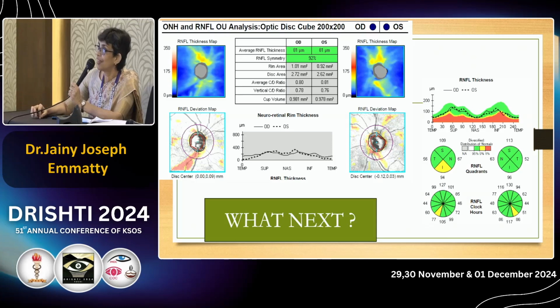24-hour diurnal phasing. Those are important to know whether this is primary open angle glaucoma or normal tension glaucoma. The angles are open, is it? Yes, ma'am. And the central corneal thickness measurements. These are the common things which I would like to rule out.